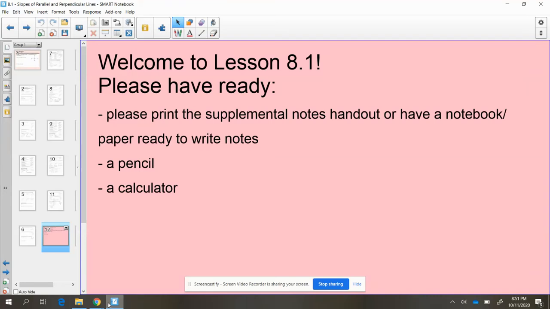Everyone, welcome to Activity 8. Lesson 8.1 is going to talk all about slopes of lines and kind of our introduction. Now, this lesson is going to use a supplemental notes handout that is attached on Google Classroom that you could print out or just have a notebook or some paper ready to write your notes down on. Okay, you'll also want a pencil and possibly a calculator to help you with some of the addition and subtraction.